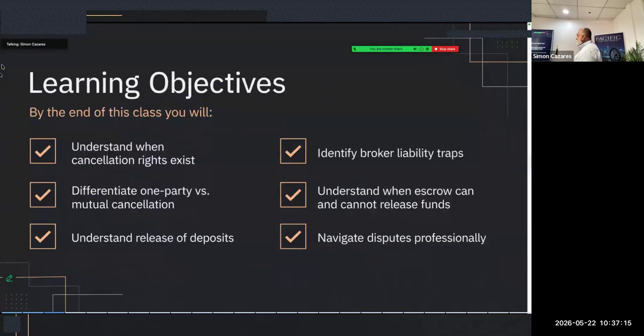What you're going to learn today is by the end of the class, you should have a better understanding of when a cancellation right exists, the differences between one party versus mutual cancellation, understanding the release of the deposit, identifying broker liability traps, understanding when escrow cannot release funds, and obviously navigating disputes professionally.